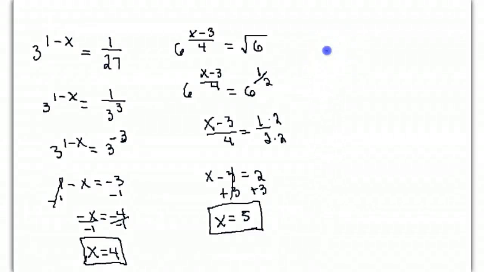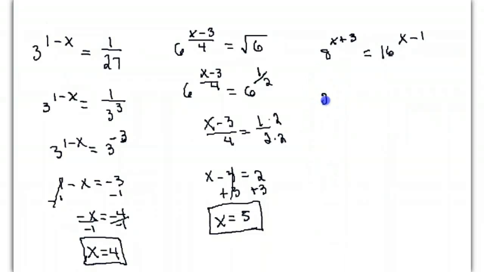Last exponent, you've got 8 to the power of x plus 3, and that's equal to 16 to the power of x minus 1. So your bases are 8 and 16. Can you make 16 an 8 to some power? No. So what do you do if you can't do that? Can you make 8 a 4 to some power? No, so what do you do? You've got a 2. Can you make 8 a 2 to some power?